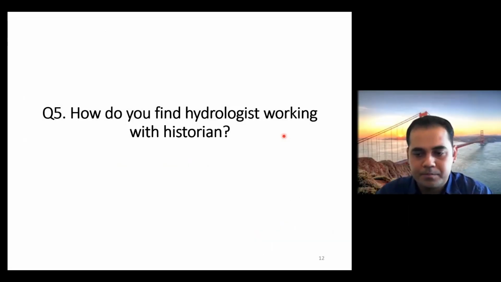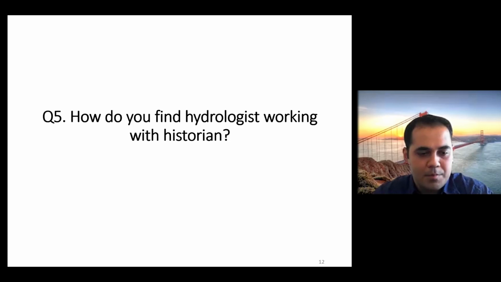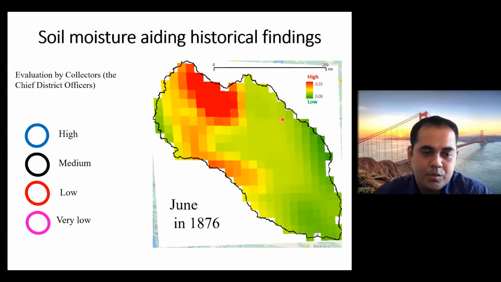Next question. How do you find hydrologists working with historians? This research has been very exciting, productive, and challenging at the same time. Both historians and hydrologists have very different approaches and perspectives. Historians have a narrative based on historical documents, records, data, etc., whereas hydrologists primarily focus on scientific models and results. The former is predominantly qualitative, while the latter is quantitative. Each of them has its own pros and cons. For example, in this research, we are trying to aid the historical research.